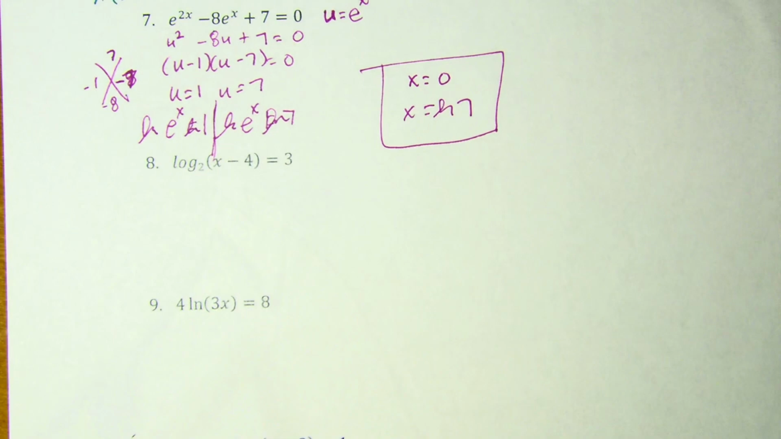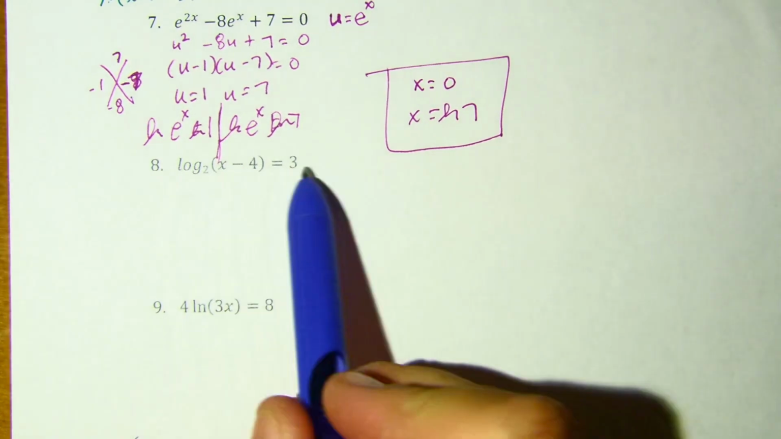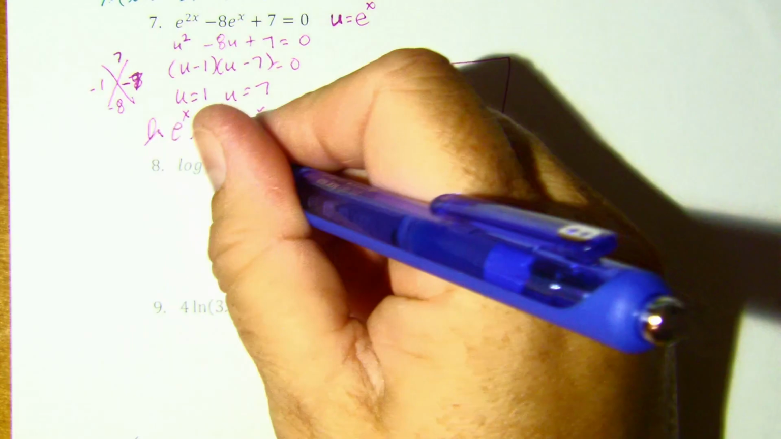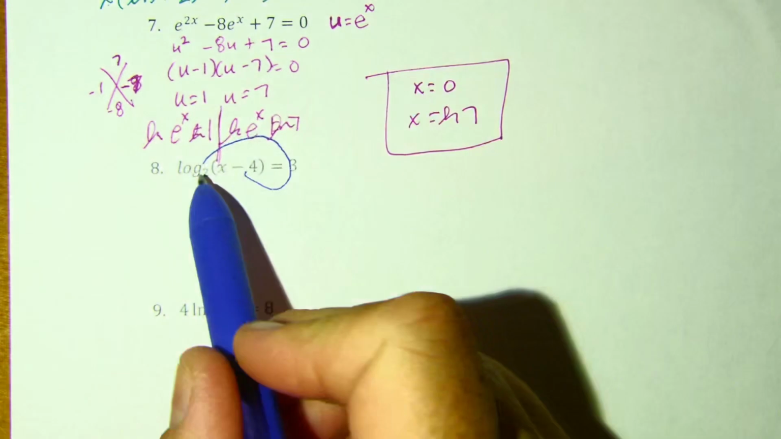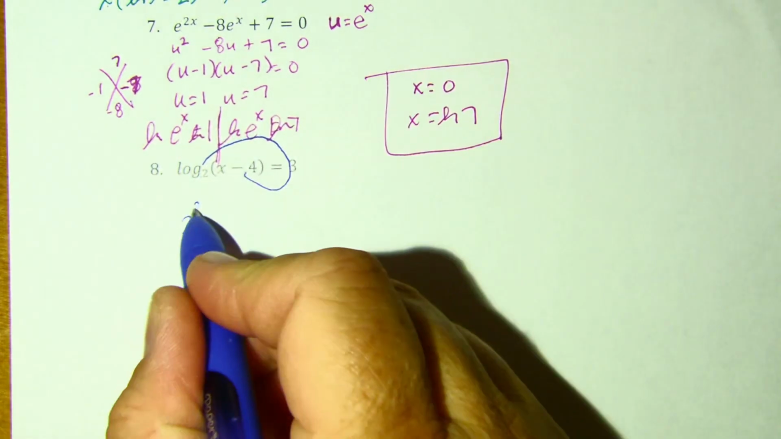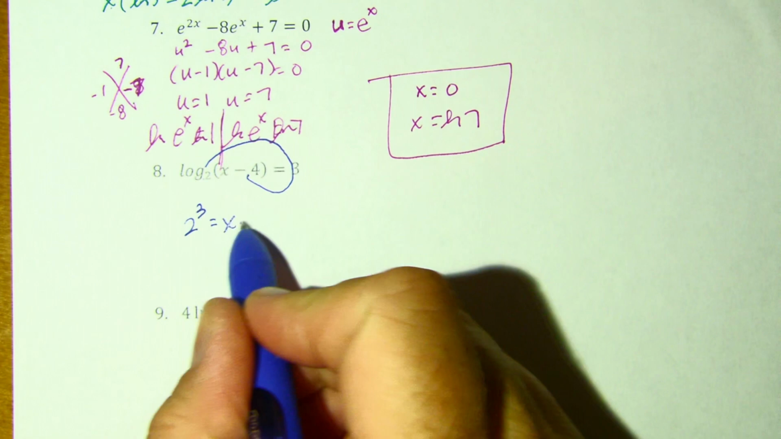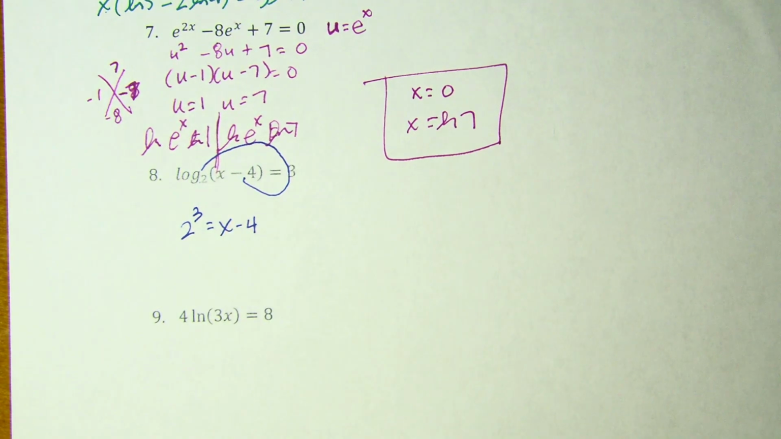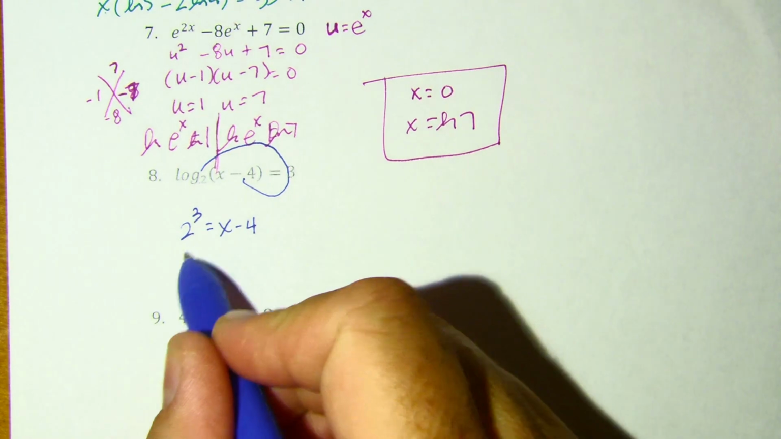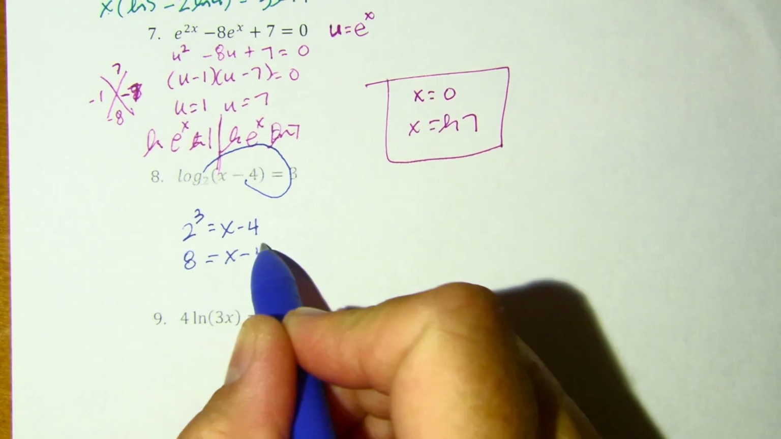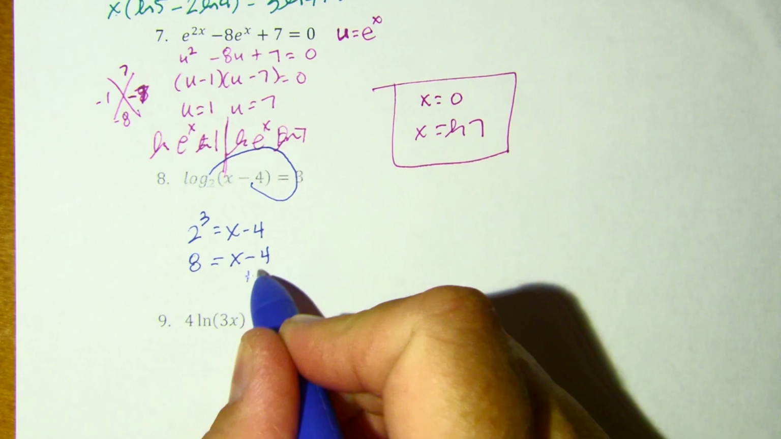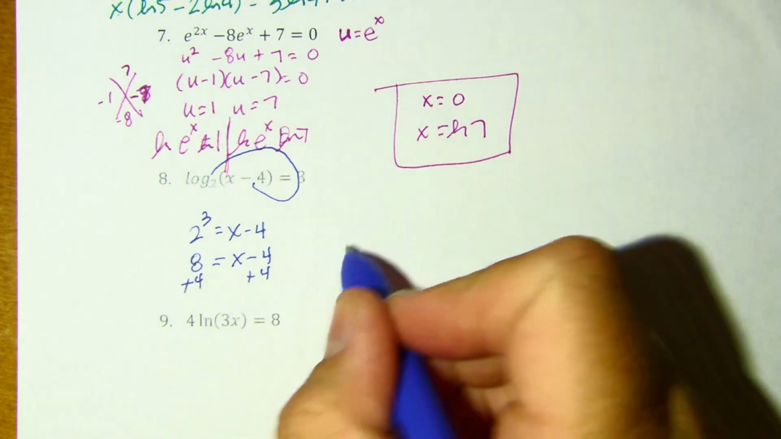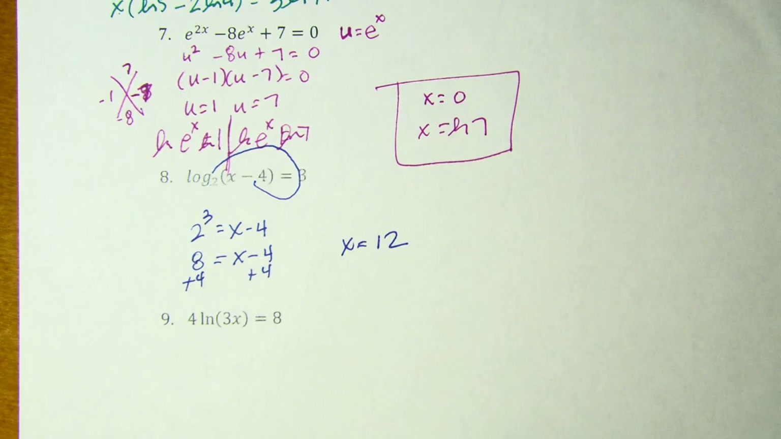So this first one, we have a log on one side and a number on the other. So this is going to be where we use the snail rule. So 2 to the power of 3 equals x minus 4. And if you need a refresher on the snail rule, we went over that in the last video, I believe. Well, 2 to the power of 3 is 8. And I can add 4. And x is equal to 12.